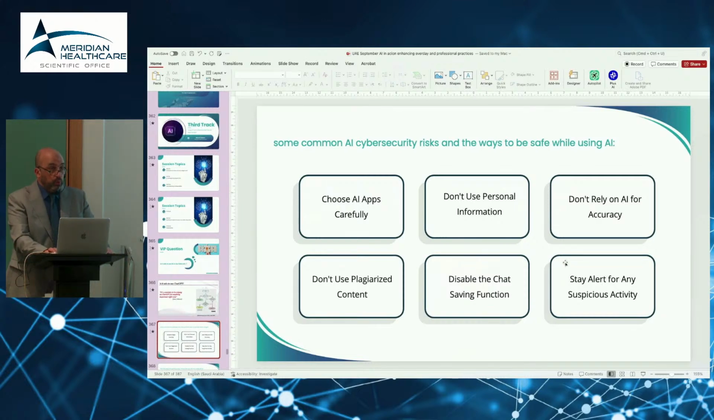So you need to choose AI carefully. Don't use personal information, to keep your privacy. Don't rely on AI for accuracy. Don't use plagiarized content. Disable the chat saving function, which I do by using a temporary chat. This is a recommendation. Stay alert for any suspicious activity.